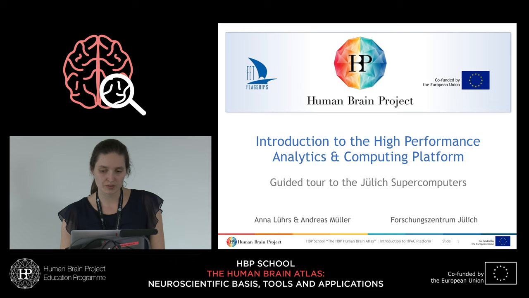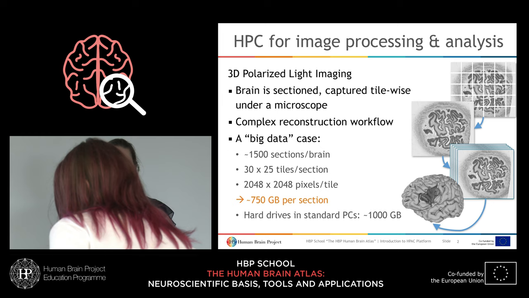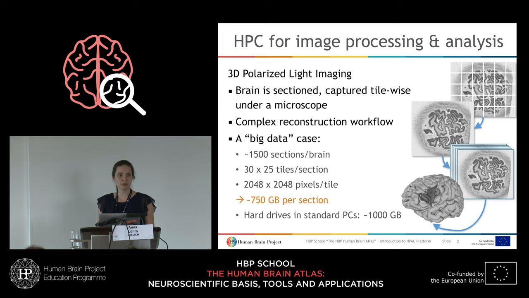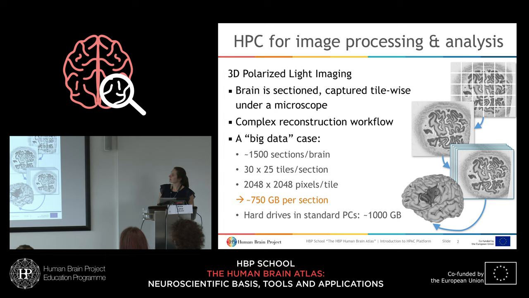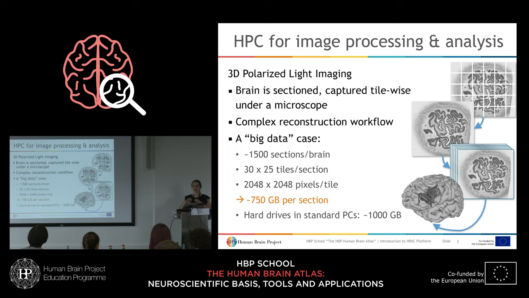Yeah, I thought maybe the easiest starting point for this school is to start with something that you've heard of already. I think you have already had a talk by Markus Axer today morning about polarized light imaging and fiber architecture. And if not, it will be tomorrow. You might know since this talk, or you will get to know soon, that for polarized light imaging, the brain is sectioned into ultra thin slices. These slices are then captured tile-wise under a microscope. And then there is a very complex software-based reconstruction workflow to finally extract single nerve fibers from this data.